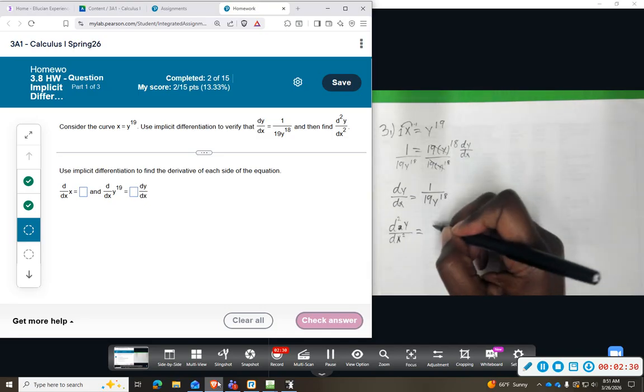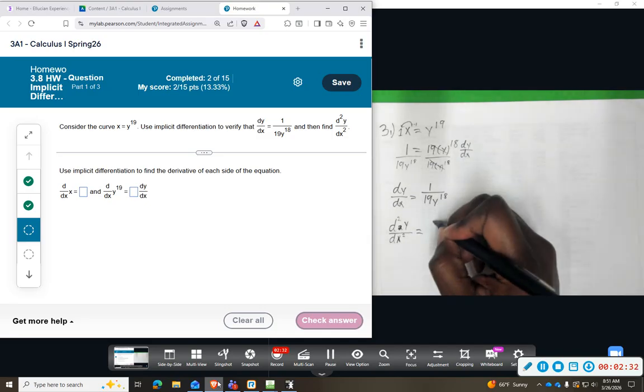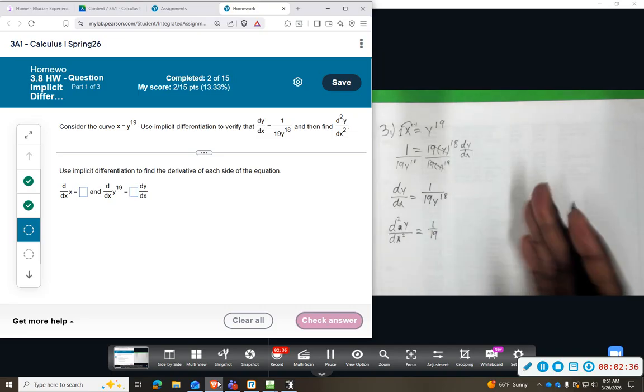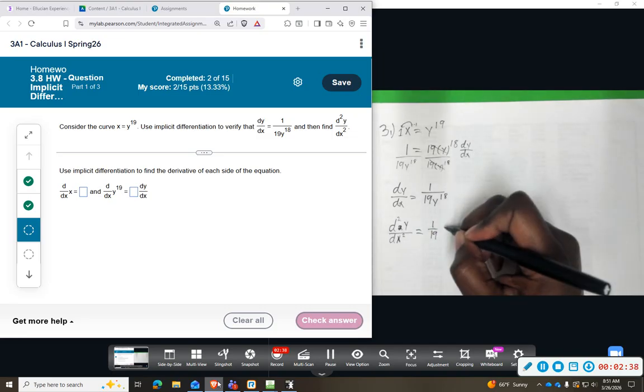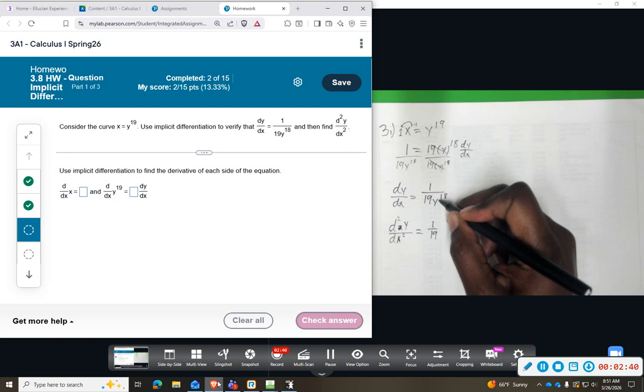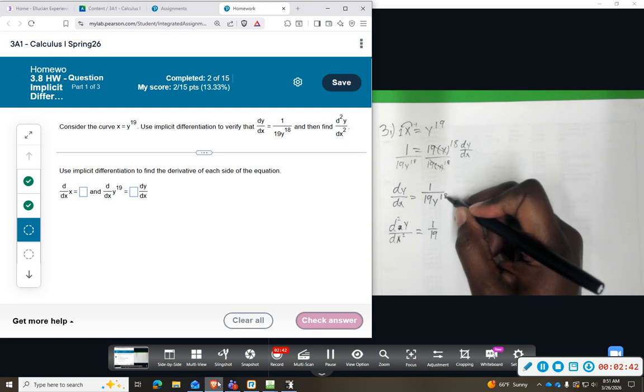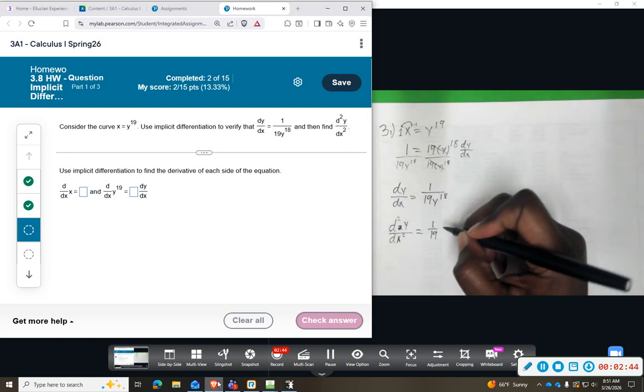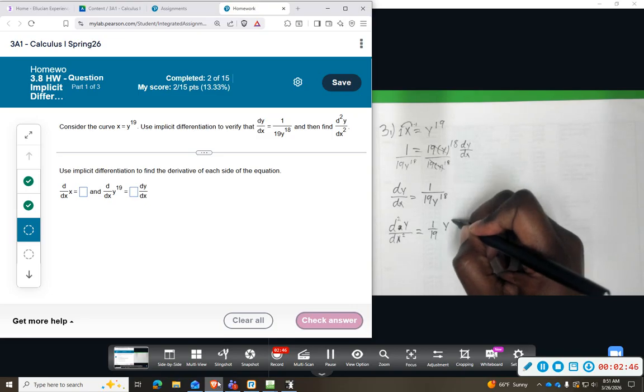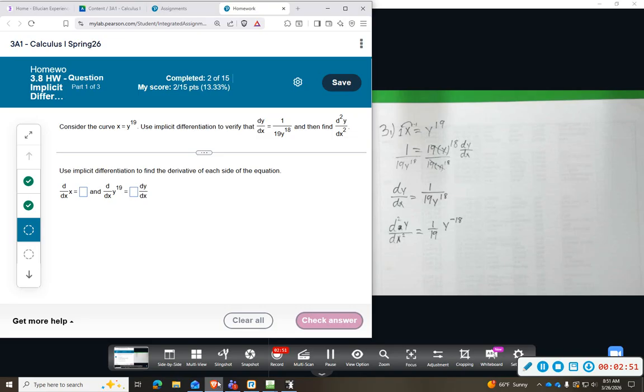I'm going to rewrite this. I'm going to bring this constant 1 over 19 out front, because the constant times the derivative is the same thing as taking the derivative. Now, I'm going to take this y to the 18th power on the bottom and bring it to the top, and just give it a negative exponent. That way I can just do the normal power rule. So from here, this is my setup.